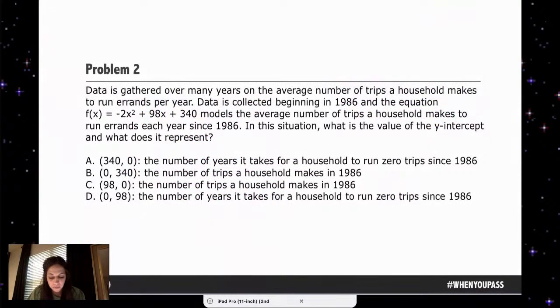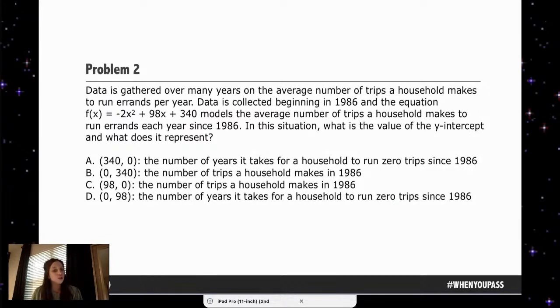Data is gathered over many years on the average number of trips a household makes to run errands per year. Data is collected beginning in 1986. And the equation f of x equals negative 2x squared plus 98x plus 340 models the average number of trips a household makes to run errands each year since 1986. In this situation, what is the value of the y-intercept and what does it represent? That was a lot of words.